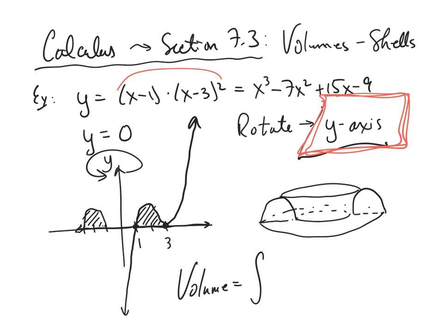Okay, now what are the limits of integration going to be? Well, you notice that the innermost layer of paper towels would be located at 1, and the outermost layer of paper towels would be located at 3. So we're just going to have layer after layer after layer in between 1 and 3. And then for the rest of the problem, we need the length, and I've given you the formula for the length. That's going to be 2 pi times x.